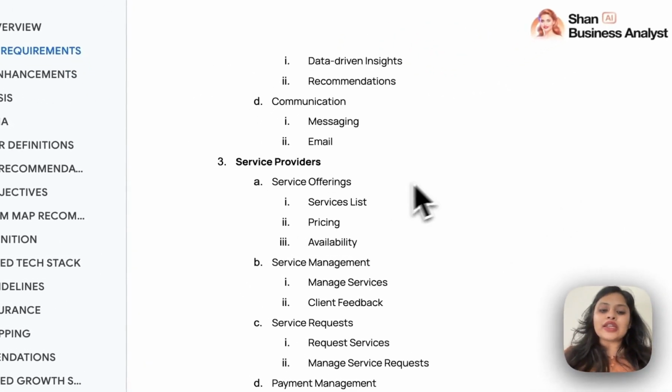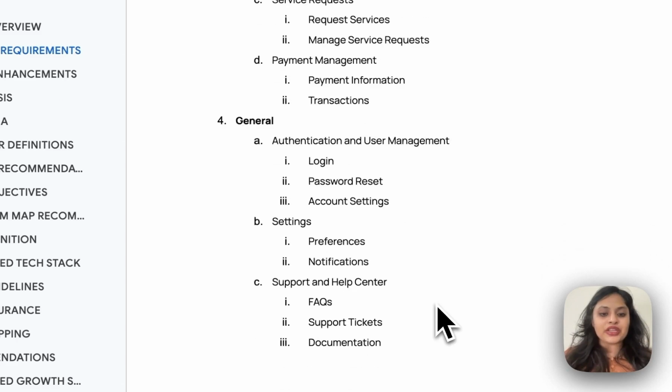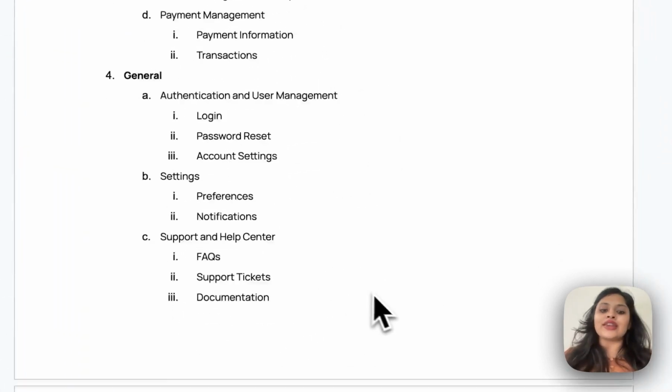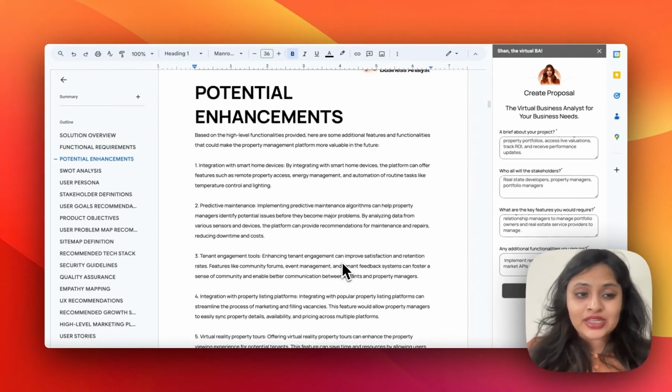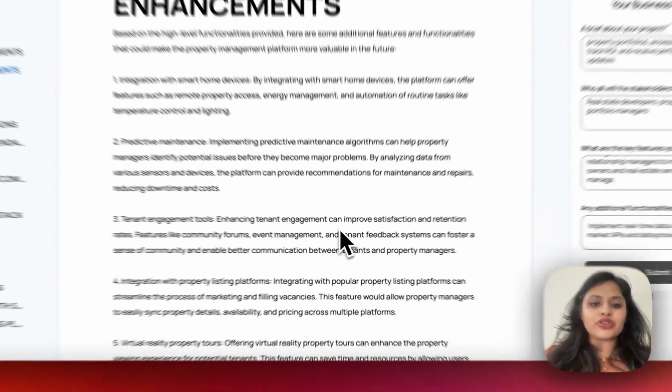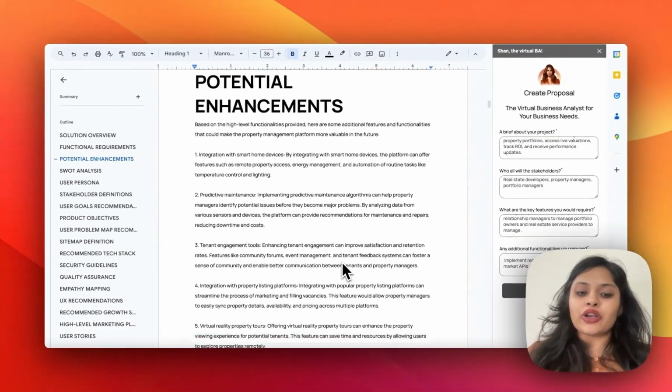Service providers, it has service offerings, service management, service request, payment management, and in general, just authentication settings, support and notifications. Then potential enhancements. So potential enhancements also mentions what are the things that you could include in this product that you're trying to build.